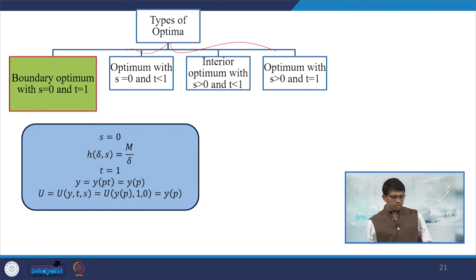So, the solutions would be, with the simple example, given that t equal to 1, we have taken t equal to 1 in the first case. Hence, y is equal to only yp, t is no longer there, hence the utility function will be y in terms of p.